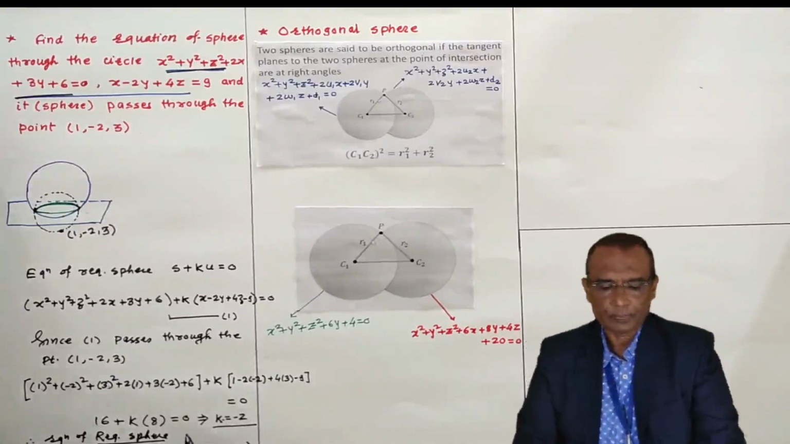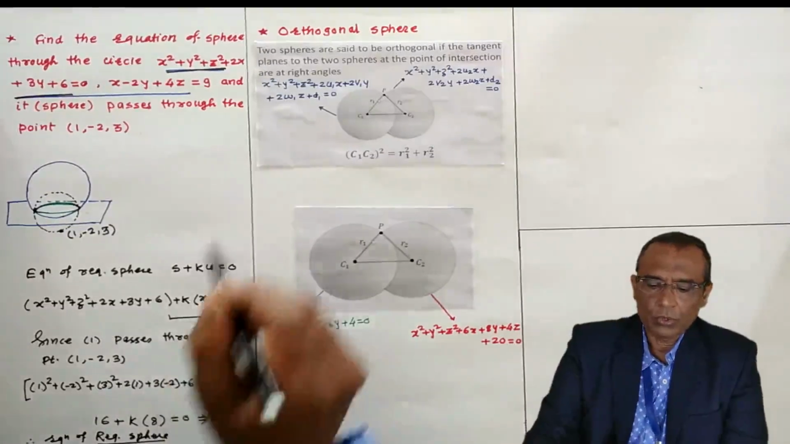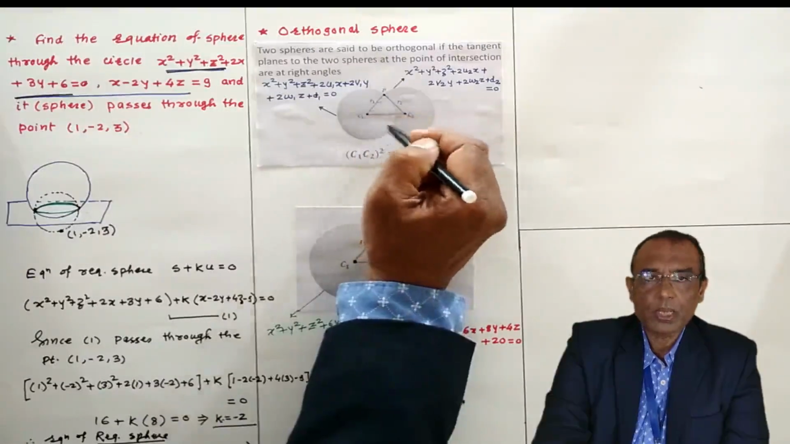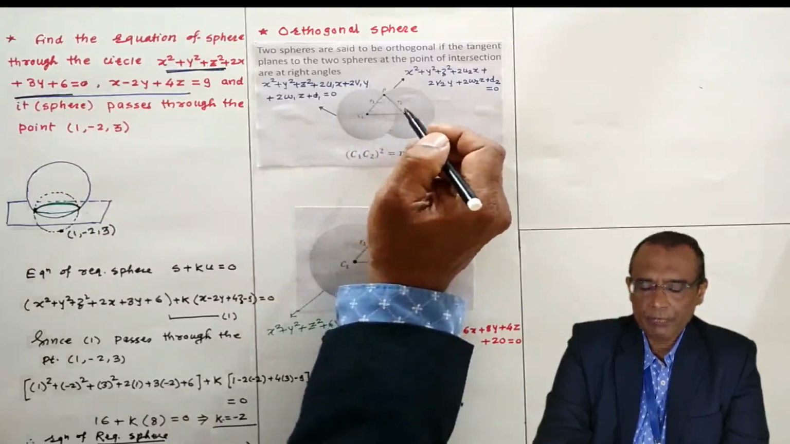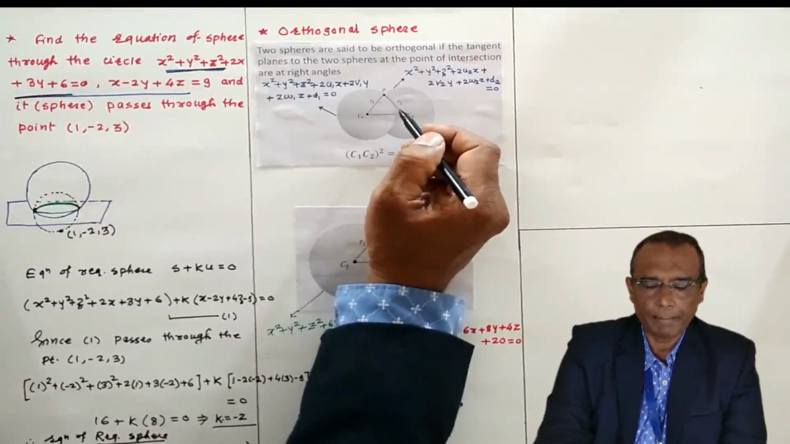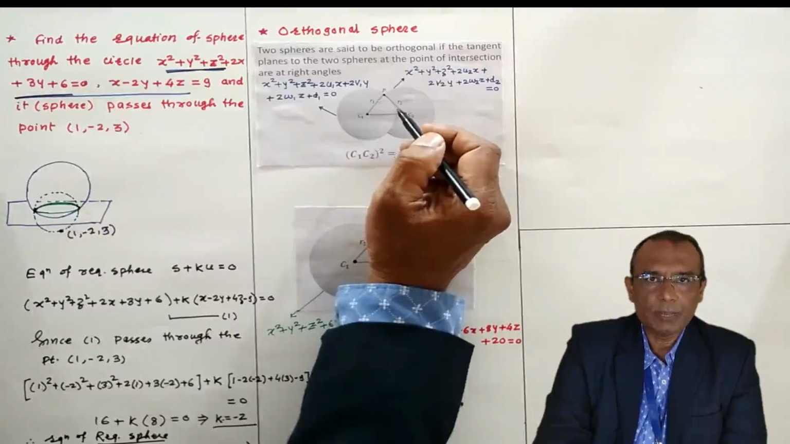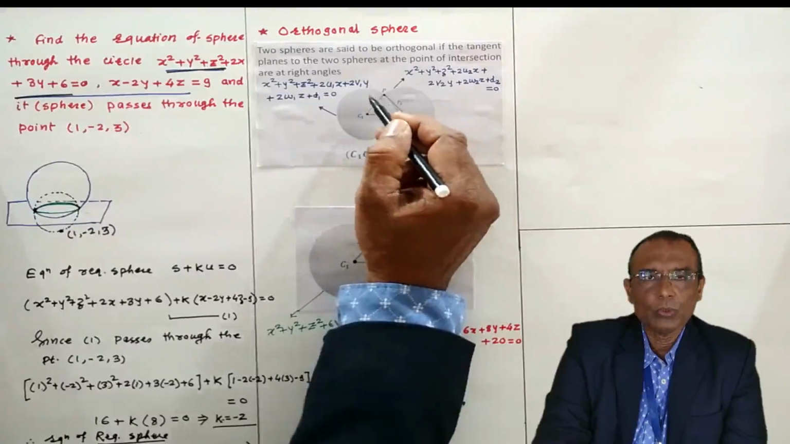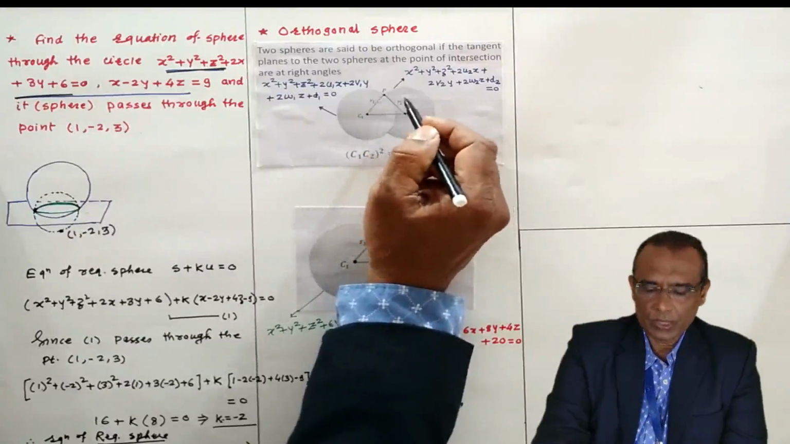So the next part. What are orthogonal spheres? Two spheres are said to be orthogonal if the angle between their tangent planes at the point of intersection is 90 degrees. Meaning if the tangent planes are perpendicular, then we can say those spheres are orthogonal to each other.